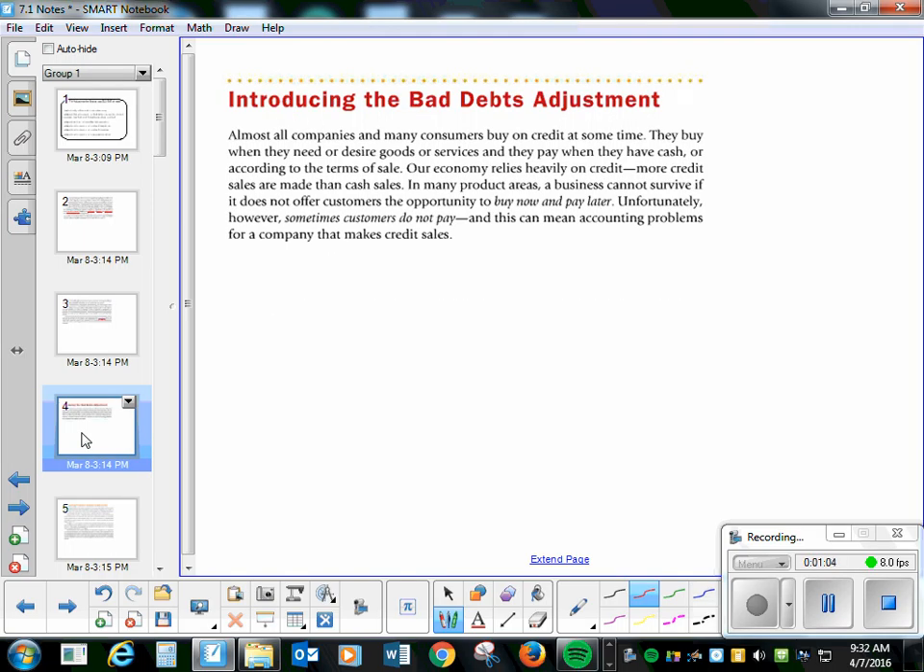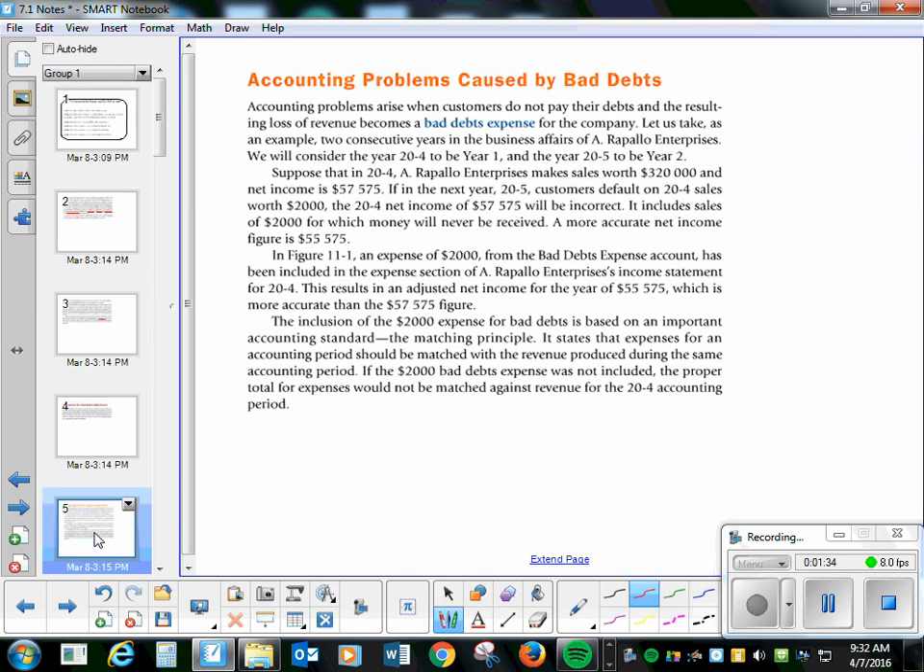So almost all companies and many consumers buy on credit at some time. They buy when they need or desire goods or services, and they pay when they have cash or according to the terms of the sale. Our economy relies heavily on credit. More credit sales are made than cash sales. In many product areas, a business cannot survive if it does not offer customers the opportunity to buy now and pay later. Unfortunately, however, sometimes customers do not pay, and this can mean accounting problems for a company that makes credit sales.